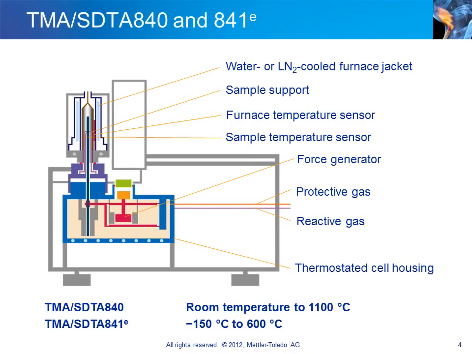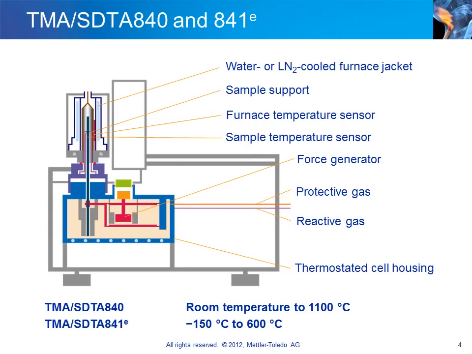The displacement sensor is a linear variable differential transformer, or LVDT. The ferromagnetic core inside the coil system is connected to the measuring probe and generates an electrical signal proportional to the displacement. The position of the probe is measured with nanometer resolution.